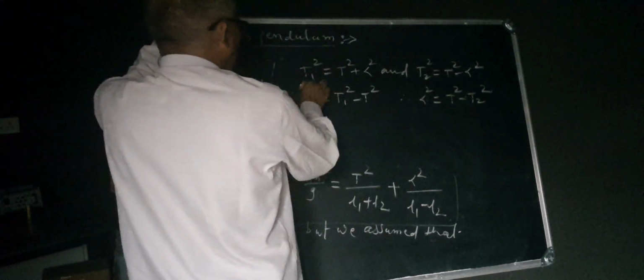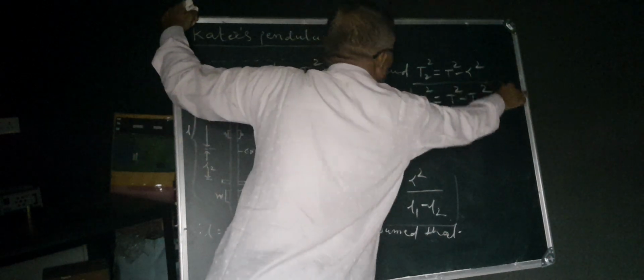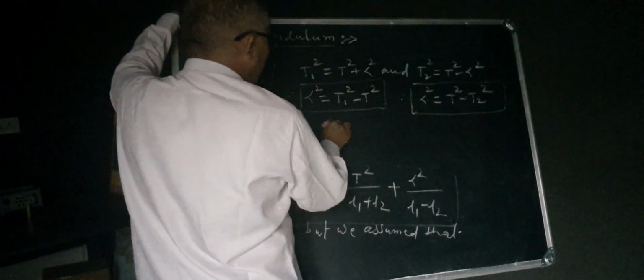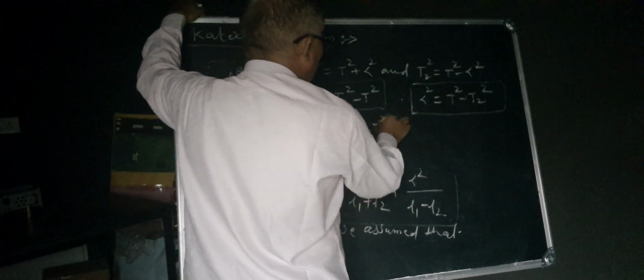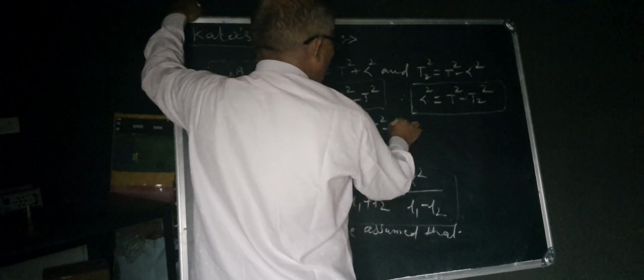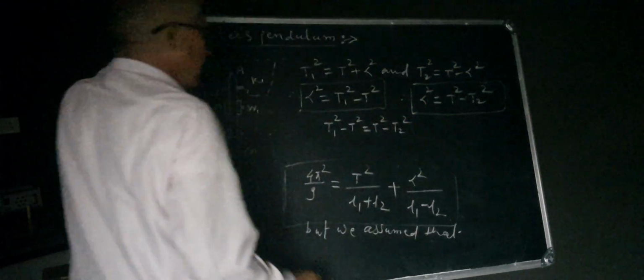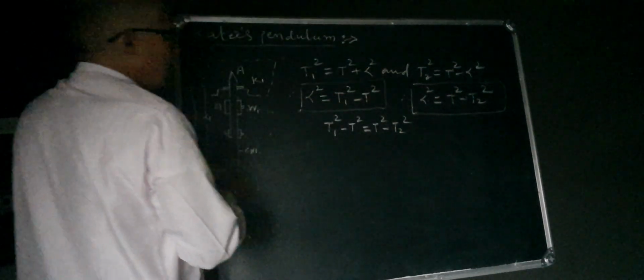If we see these two equations, the left hand side of both is the same. Therefore, we can compare the right hand sides: T1 square minus T square equals T square minus T2 square. Here I can calculate the value of T square.